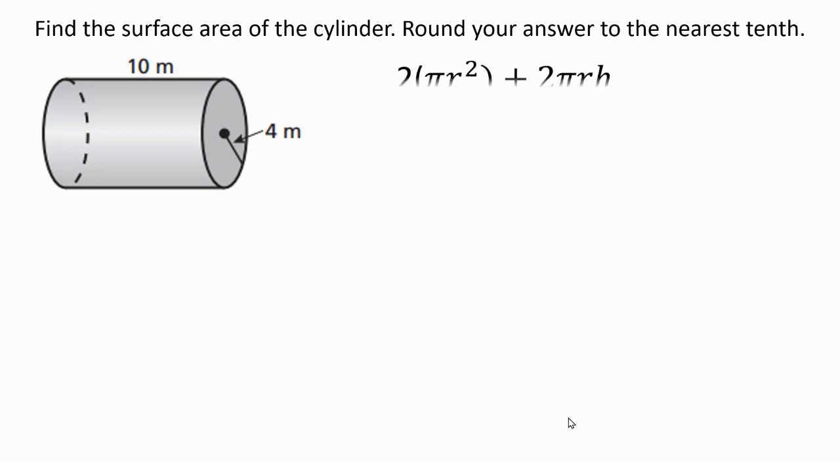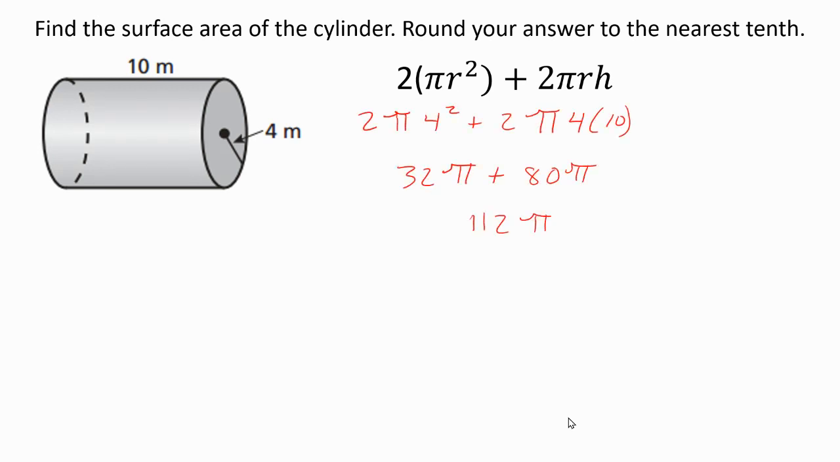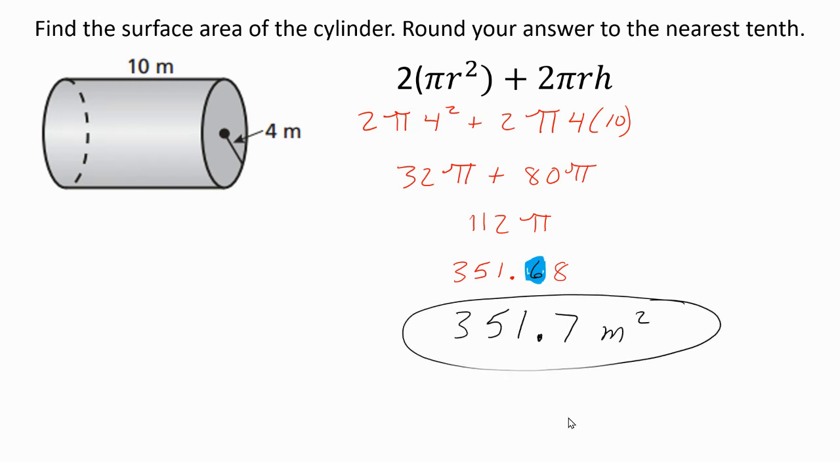So on this one again, 2 pi r squared plus 2 pi r h. The radius is the 4, the h is the 10. Plug those numbers in, solve them. Then you gotta remember you gotta round to nearest tenth, one decimal place. So that 6 would go up, make it a 7 because of the 8. And there's your answer.